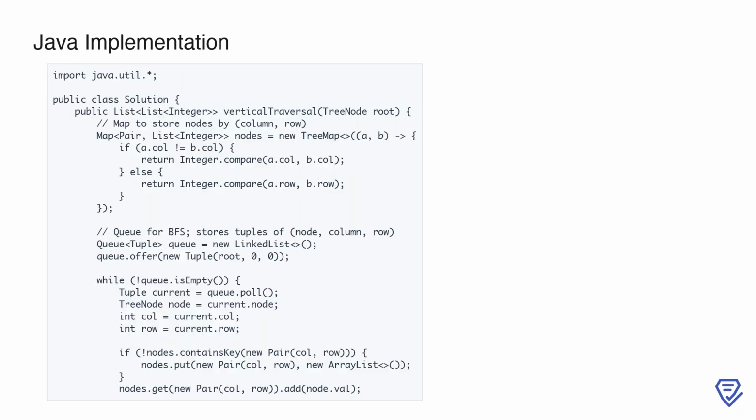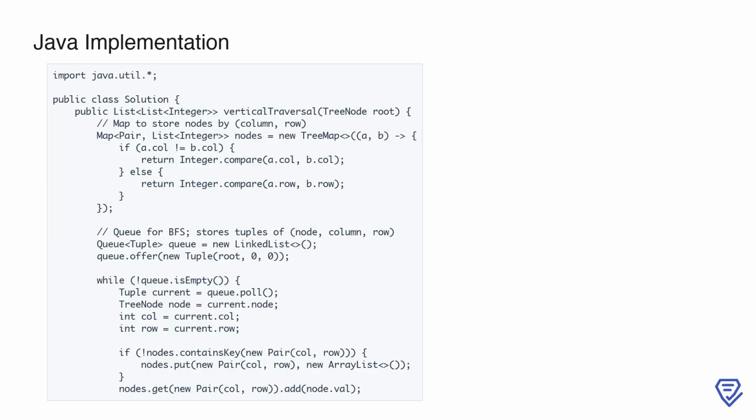Here, we start by importing the necessary packages and defining our Solution class. The key method is verticalTraversal, which takes the root of the binary tree as input and returns a list of lists representing the vertical order traversal. To organize the nodes, we use a TreeMap called nodes, where each key is a pair of column and row, and the value is a list of integers representing the node values at that position.